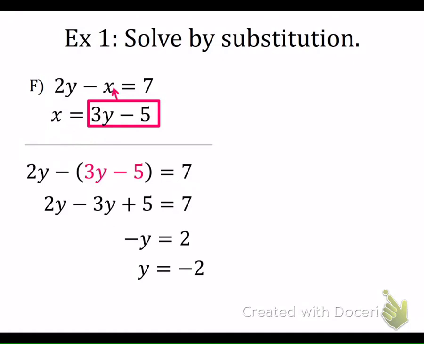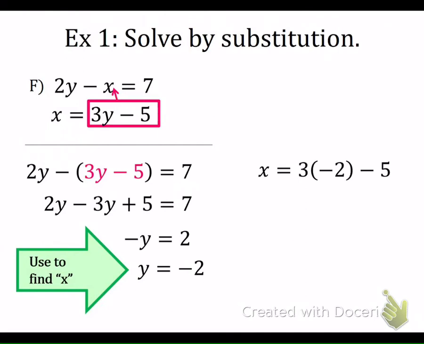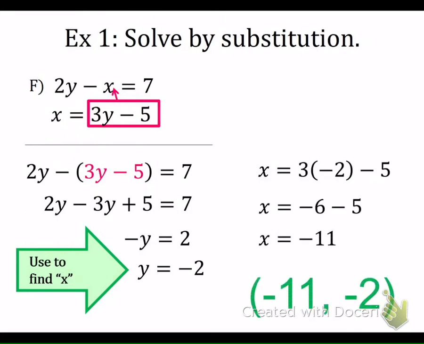All right, when I plug in -2, hold on, I'm going to plug it into where x is already by itself. If you want to plug it in the top, go for it. You'll get the same answer if you do it right. But since the x is already by itself in that second equation, I'm going to do 3 times -2. That's -6. Minus 5 is -11. So my answer is -11, -2.